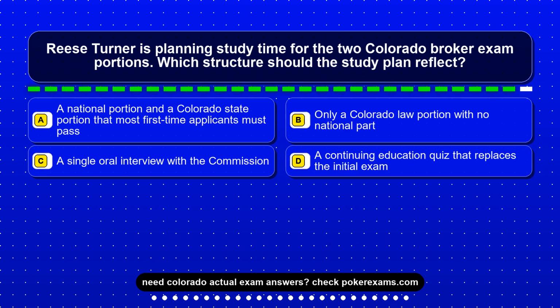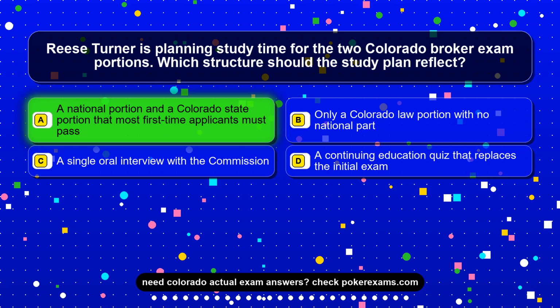Question 2. Reese Turner is planning study time for the 2 Colorado broker exam portions. Which structure should the study plan reflect? Option A. A national portion and a Colorado state portion that most first-time applicants must pass. Option B. Only a Colorado law portion with no national part. Option C. A single oral interview with the commission. Option D. A continuing education quiz that replaces the initial exam.